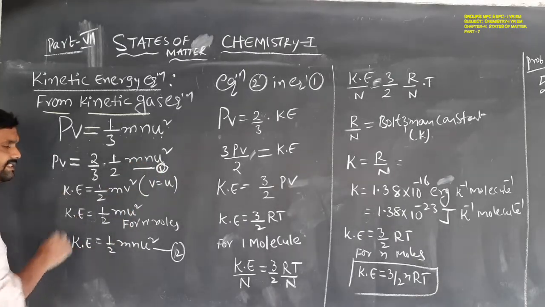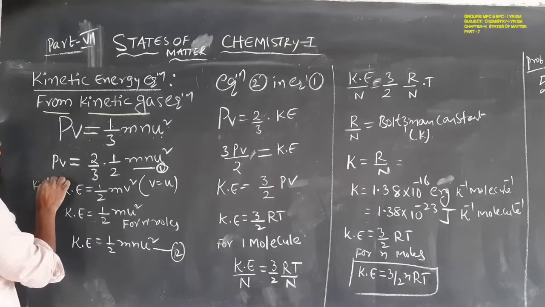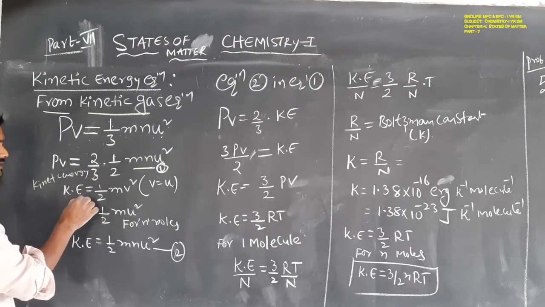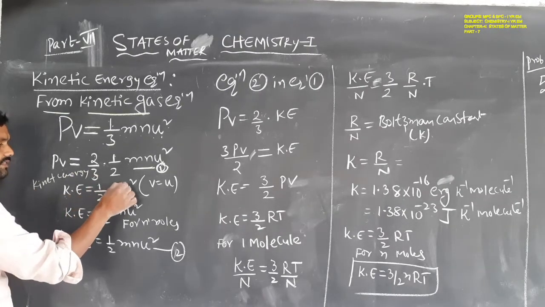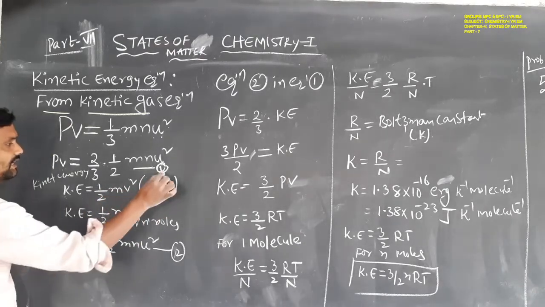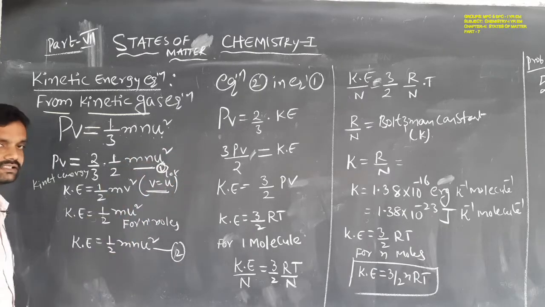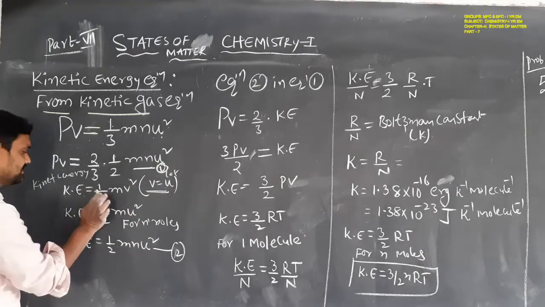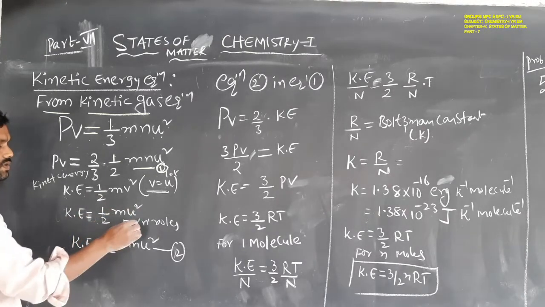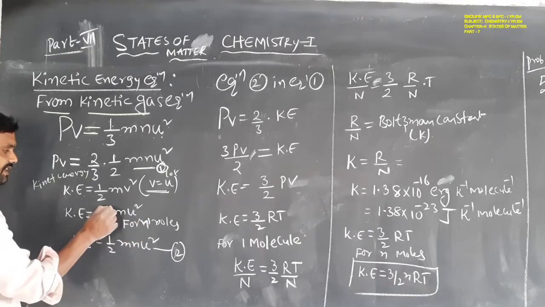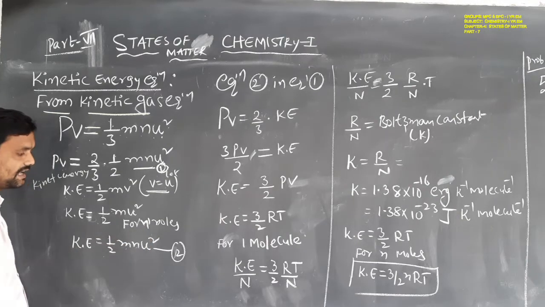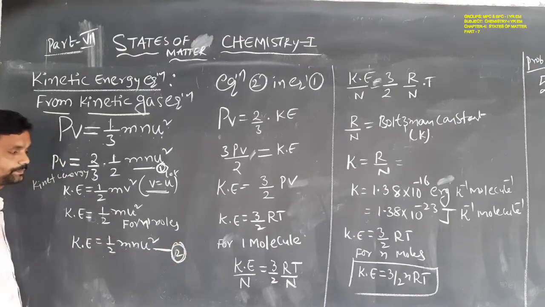Now the kinetic energy equation. The normal kinetic energy equation is KE is equal to half mv square. Here v is the velocity; in place of velocity v, let us take the RMS velocity u. Then this equation changes: KE is equal to 1 by 2 mu square. So for n moles, this equation changes as KE is equal to half mn u square. Let this be equation 2.